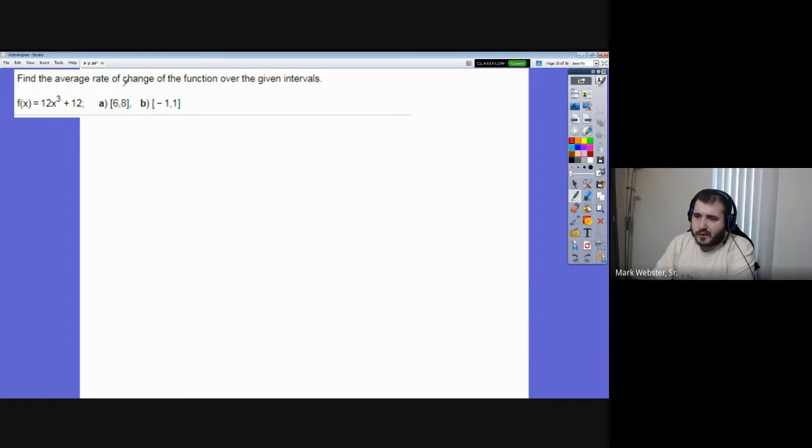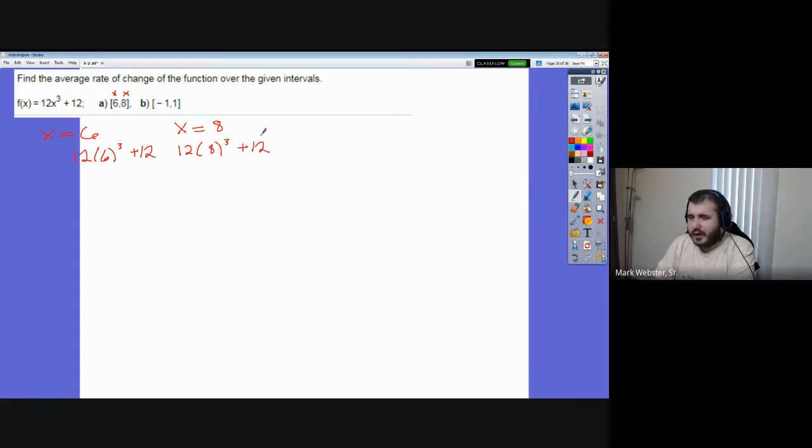It's saying, all right, when x is 6 and when x is 8, well, let's look. Let's find the 2 points. So if x is 6, then we plug it in: 12 times 6 cubed plus 12. And then we're going to do the same thing with x is 8 to get our y value out: 12 times 8 cubed plus 12.